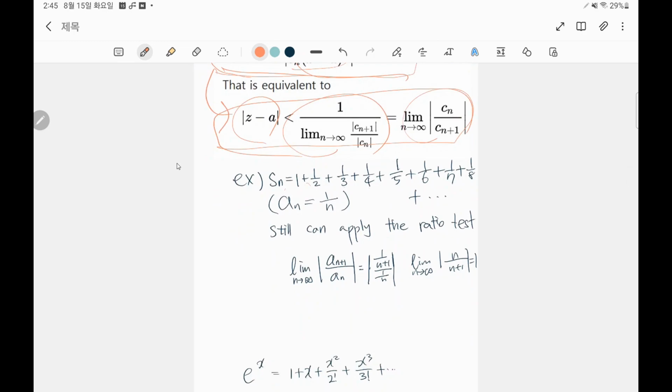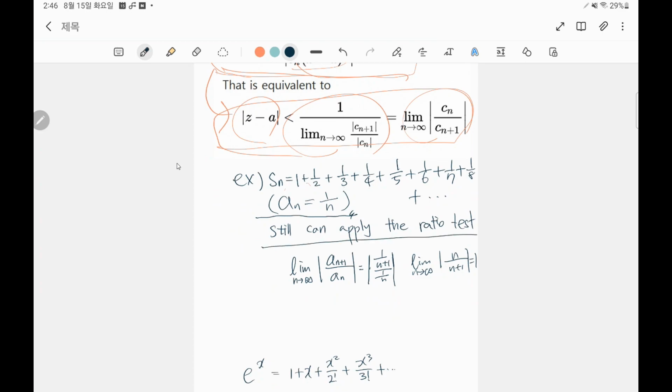So, for example, if you have a series like this, 1 plus 1 half, 1 third, 1 quarter, the nth term of this is 1 over n. So you might think as the limit n goes to infinity, the nth term goes to 0, so you might think the series converges to a finite number and doesn't blow up. But you have to do the ratio test in order to know the truth.